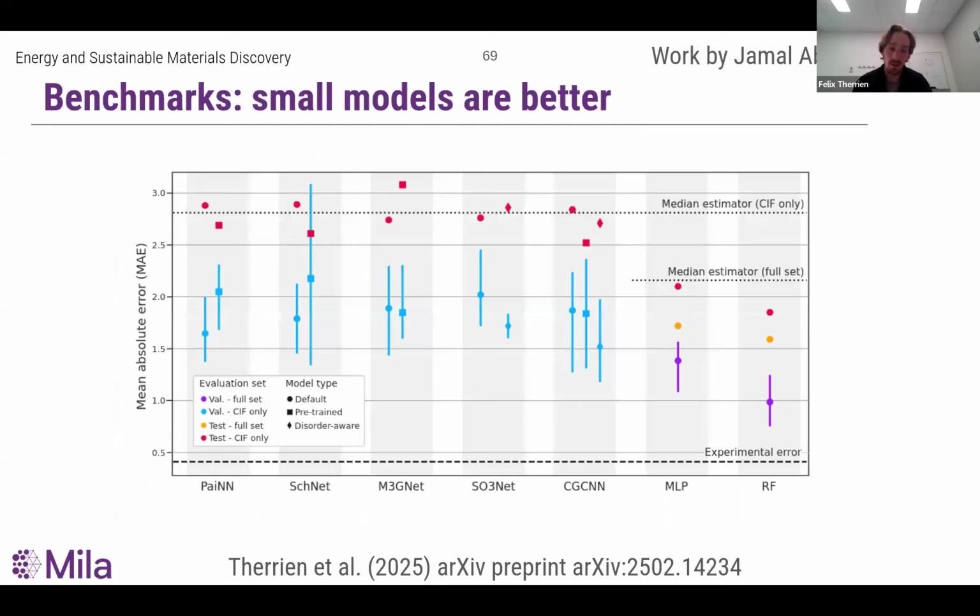So what we did is we benchmarked different machine learning models on our data set. Here we're showing the mean absolute error, so the performance, the lower the better. That dashed line is this experimental error, which is something we don't think we can beat because the data has this much error in it. And then we tried different training strategies for each of these models. In blue is the validation performance, and in red is the test performance. So we held out a few materials that we didn't train on, and we made sure that these materials were different from the training materials.